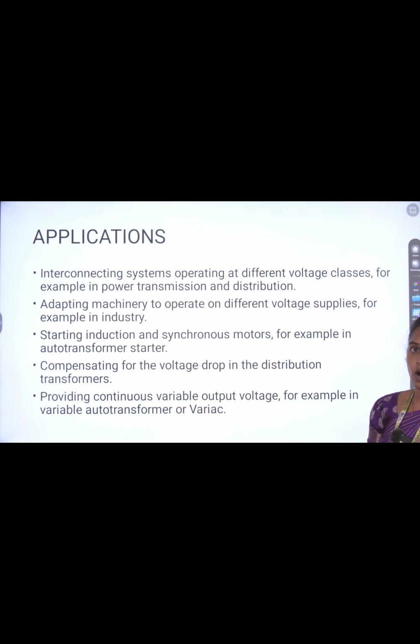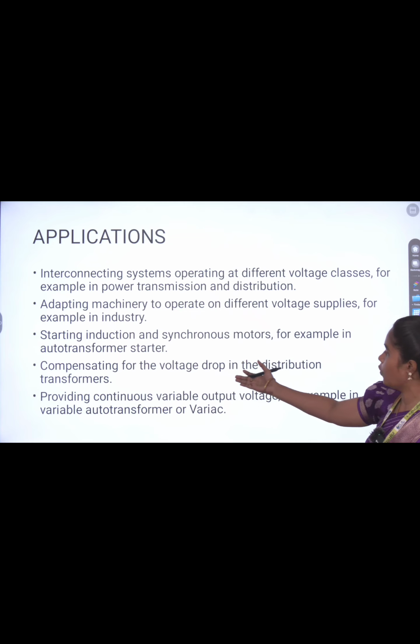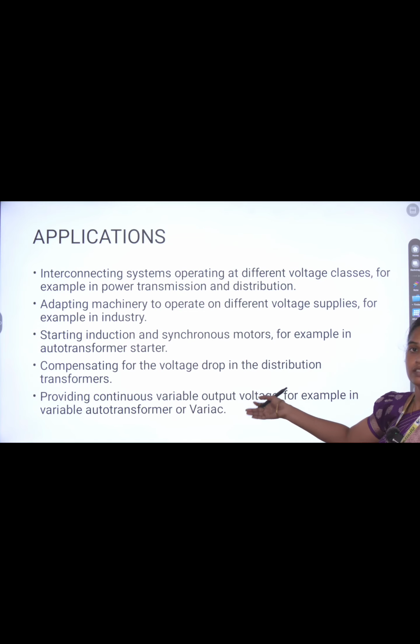On application, auto transformer is widely used for interconnecting systems like transmission and distribution. It is also used for adapting machineries, and for starting of induction motors and synchronous motors. An auto transformer also compensates the voltage drop in distribution. It is also called a variable auto transformer.